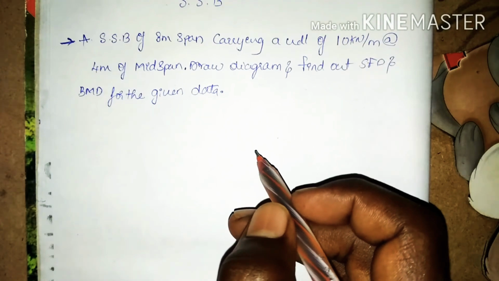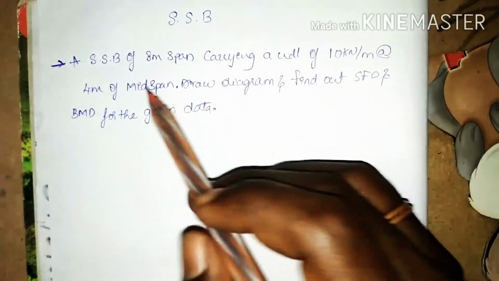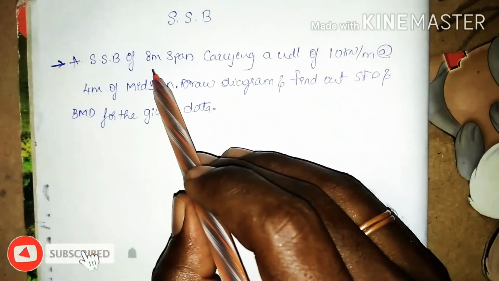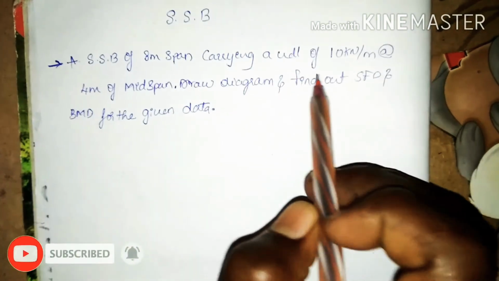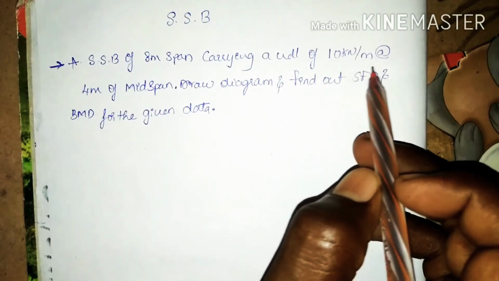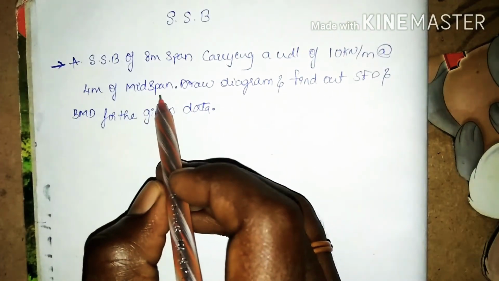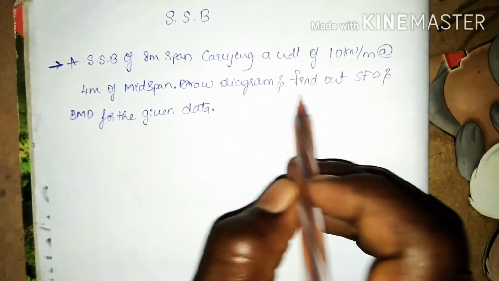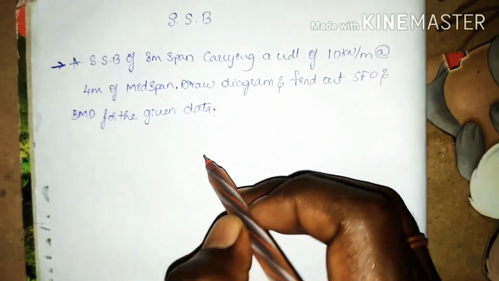Here we are having a question: a simply supported beam of 8 meter span carrying a UDL of 10 kN per meter over a length of 4 meters at the midspan. Draw the diagram and find the shear force diagram and bending moment diagram for the given data.